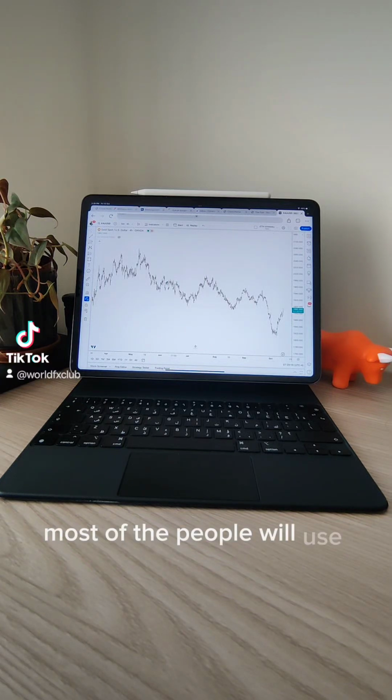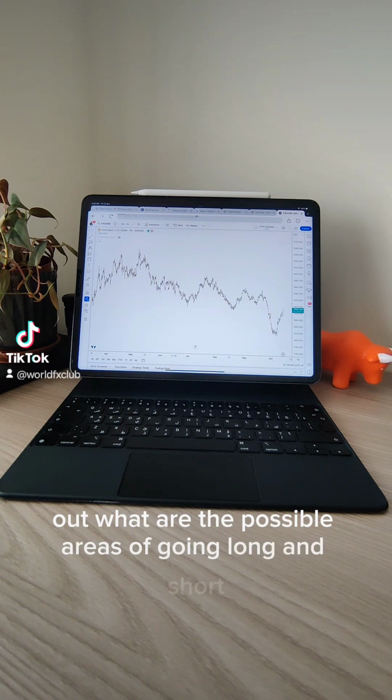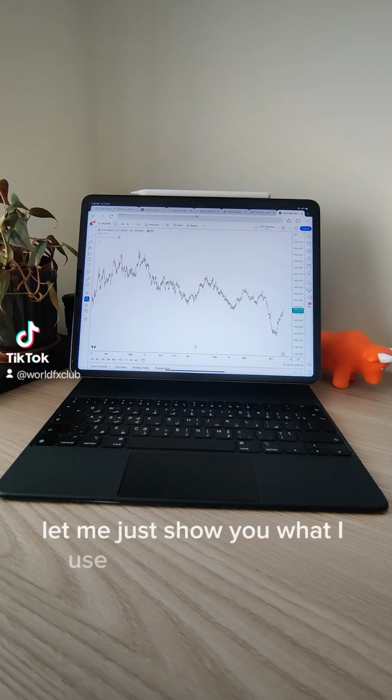Most of the people will use different indicators to take long or short positions. We also do that, but before we use any indicator, we try to get a simple understanding of the chart, mark our zones, and then we try to find out what are the possible areas of going long and short. Let me just show you what I use daily in my trading, right?